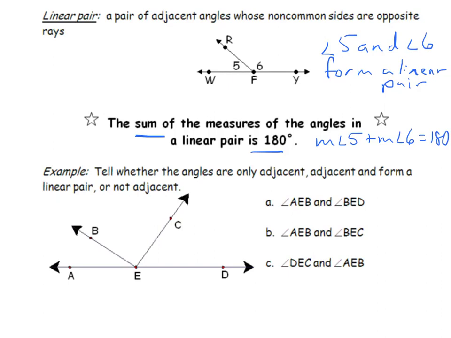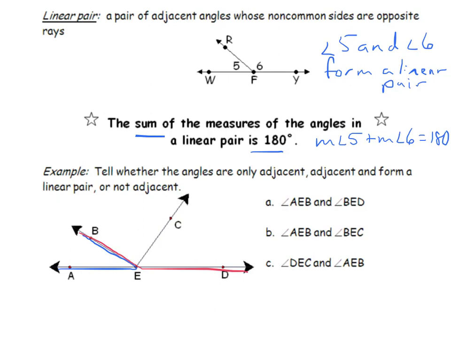Example. So we're going to take a look at this example. In this, you're going to tell whether the angles are only adjacent and form a linear pair, or not adjacent at all. So we're going to take a look at A together, and then you're going to do B and C. In A, it says angle AEB, so angle AEB is right here. And angle BED, so we're going to trace BED out with a different color, BED. Looking at these, would these be considered adjacent and form a linear pair, or not adjacent at all?